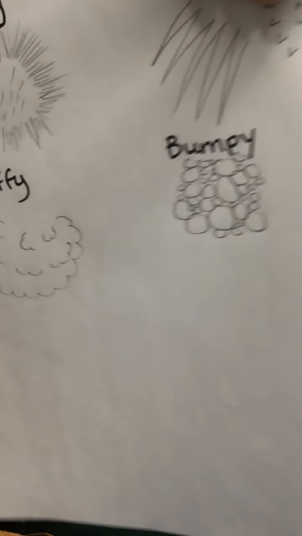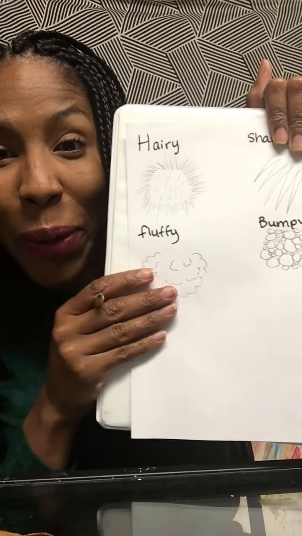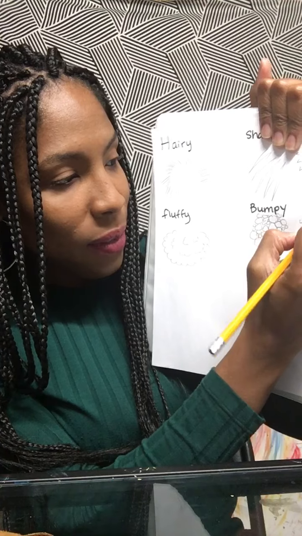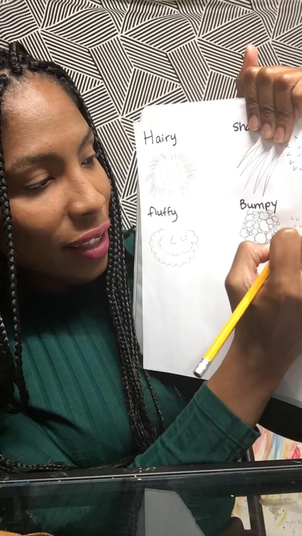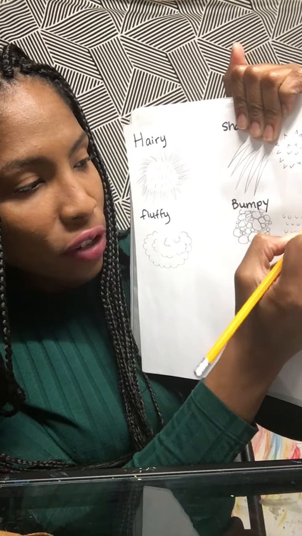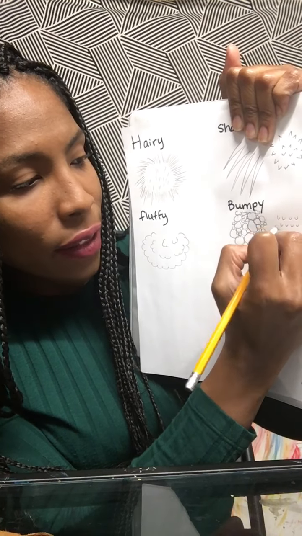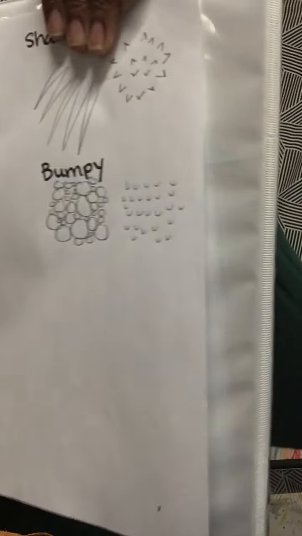And it gives the illusion of something bumpy. Also, I can use the letter U. And if I draw a small letter U and a small space together, I can also create a bumpy effect in my drawing.